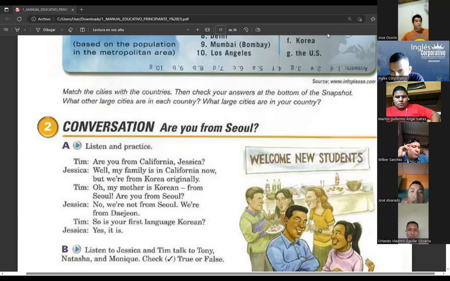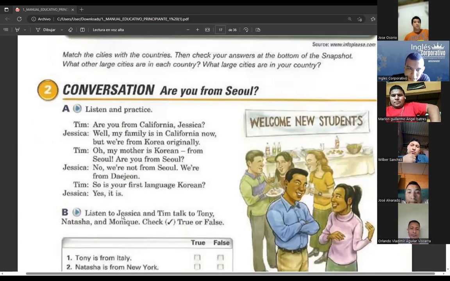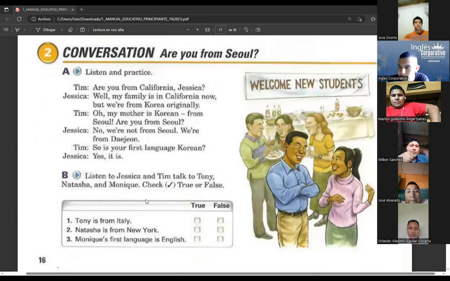¿Cómo se pronuncia la última parte? ¿Eso acá? Sí. First, eso. No, arriba. Daejeon. Daejeon. Where are you from, Daejeon? So, is your first language Korean? Yes, it is. Excellent. Very good. No sé si nos puede dar Mr. Wilber y Mr. Alfredo.